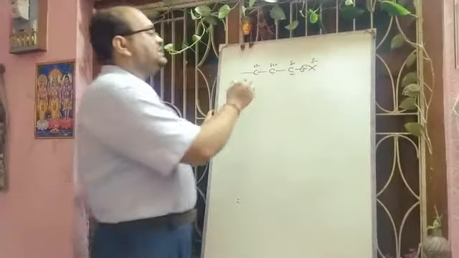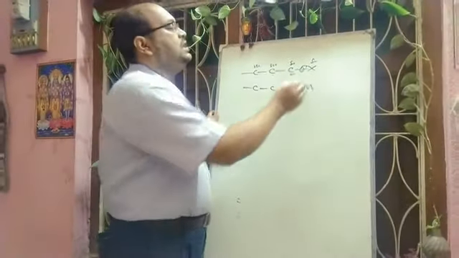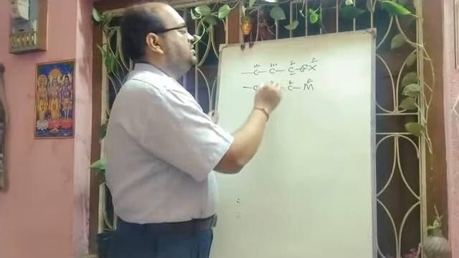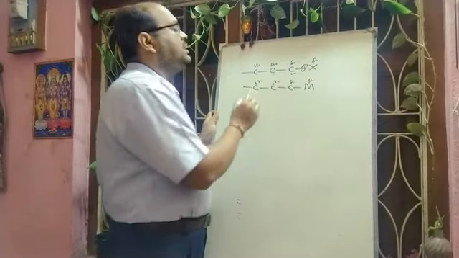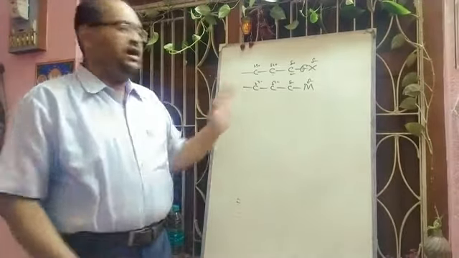But if we attach a metal atom, then what will happen? Just the opposite. So the metal will be delta positive, this will be delta negative, this will be delta 2 negative, this will be delta 3 negative. Like this it will decrease. So this is the permanent effect.